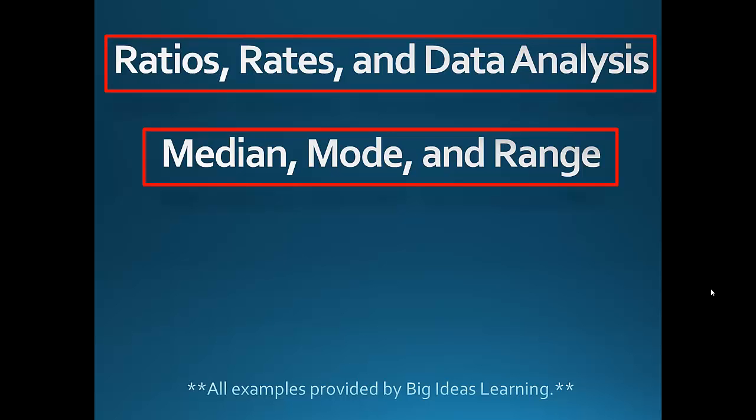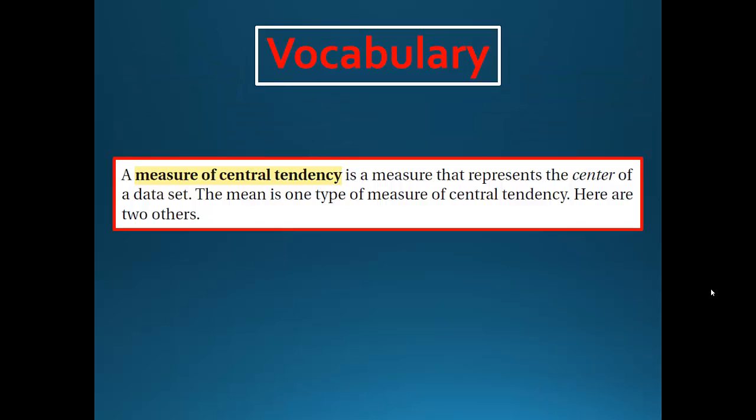Today's lesson is on median, mode, and range. First, we're going to look at our vocabulary. A measure of central tendency is a measure that represents the center of a data set. The mean is one type of measure of central tendency. Here are two others.